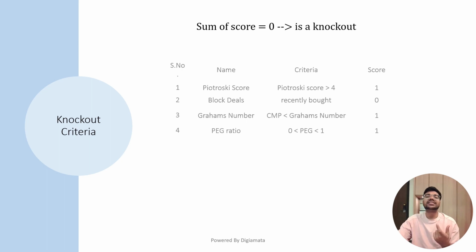The third parameter is our Graham's number. Now if you have read the book The Intelligent Investor by Benjamin Graham, you might already know this, and if you don't, it's a very simple number which tells you whether the company is undervalued or overvalued. Okay, so let's go and understand the Piotroski's score and the Graham's number in detail in the next slide.